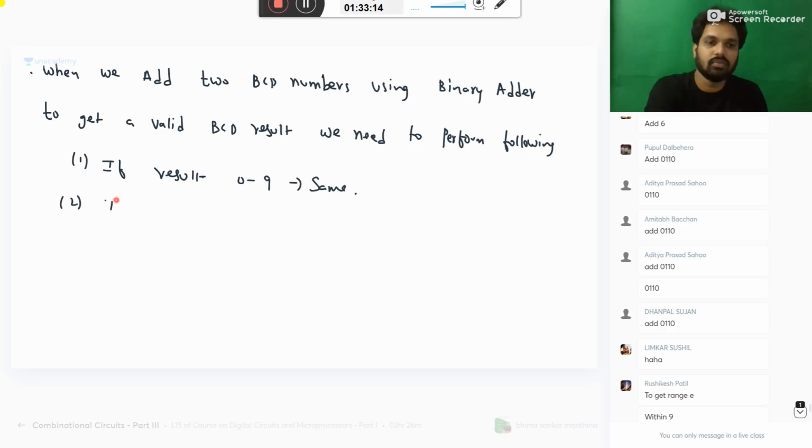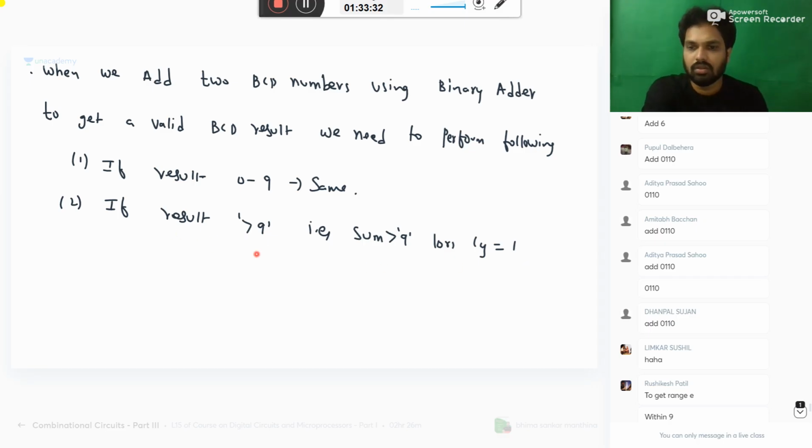Second, if result greater than 9, that is sum greater than 9 or carry equal to 1. It is not a signed operation. Only for signed operation we treat it as overflow. Otherwise, we treat it as carry. That we discussed in the number systems already.